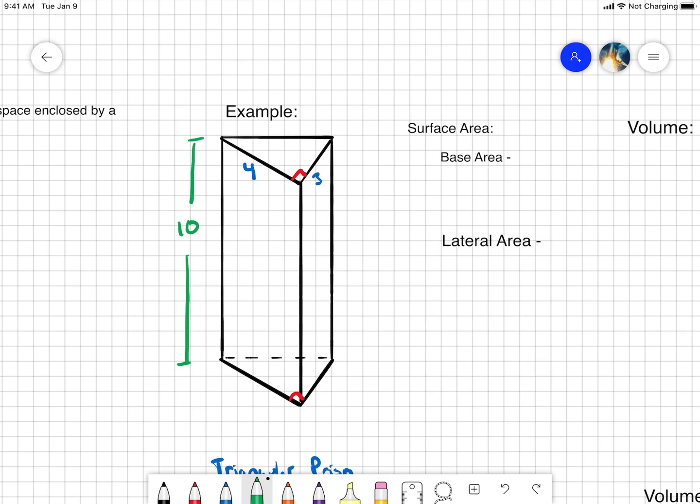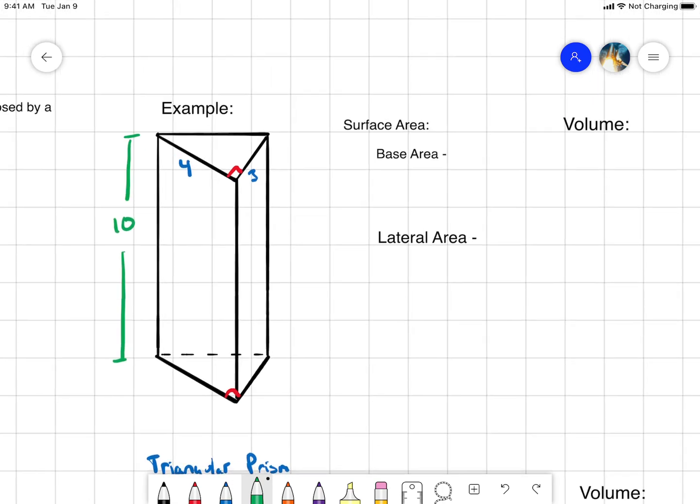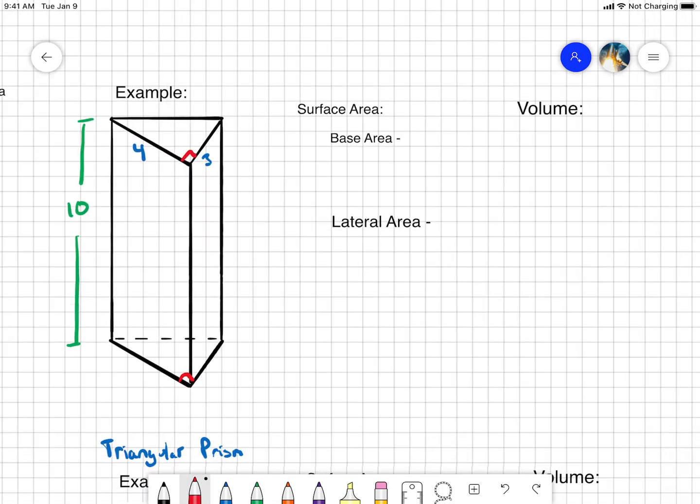So, in order to calculate the surface area, remember that surface area is equal to 2 times the area of my base plus my lateral area. So first thing we want to do is calculate my base area. Let's find B.